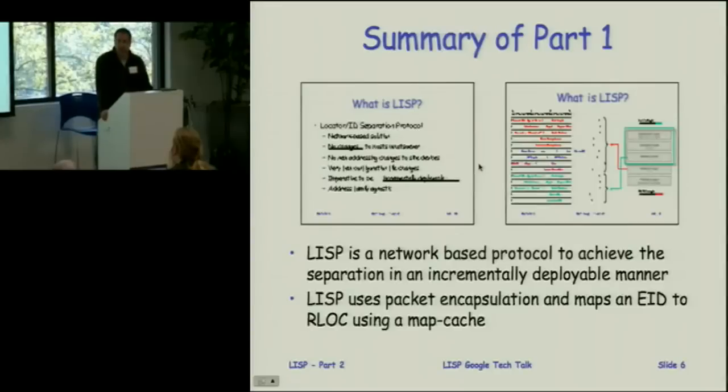LISP uses packet encapsulation versus translation, like a NAT could do. A NAT is another example of an EID locator split. It just separates out a private address and a global address that's used. But LISP uses all global addresses. And packet encapsulation is what's used to be able to separate the addresses. And we map from an EID to a locator to be able to build the outer header.